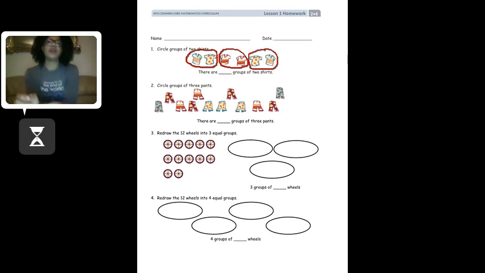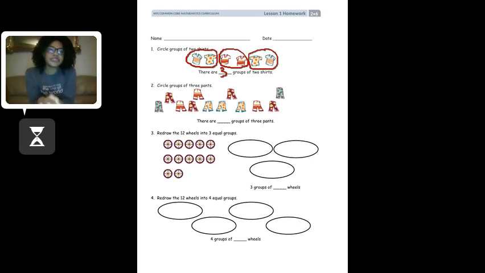And so I have how many groups? 1, 2, 3 groups, or 1, 2, 3 red circles that has 2 shirts on the inside. So I have 1, 2, 3 groups. So if we look at our sentence statement, it says there are 3 groups of 2 shirts. Good job. Let's go on to number 2.